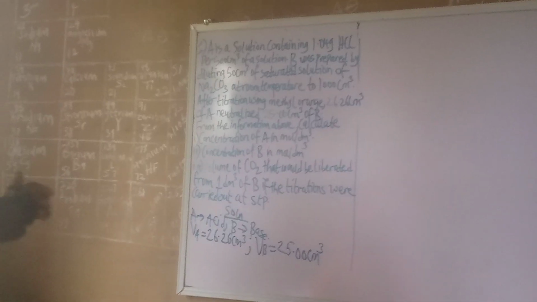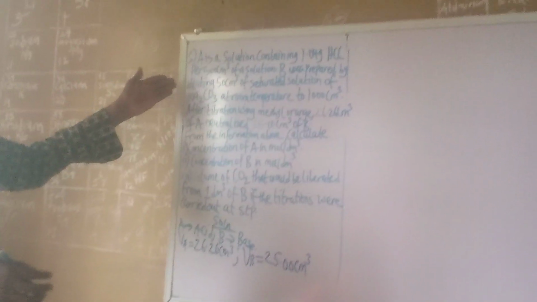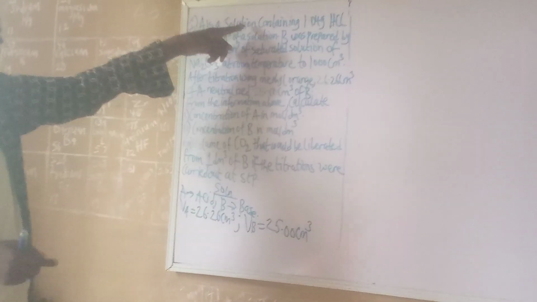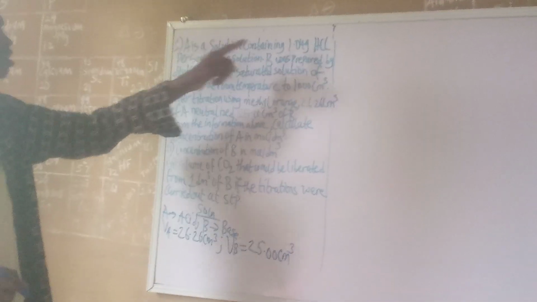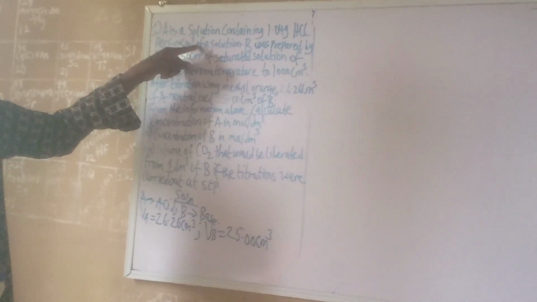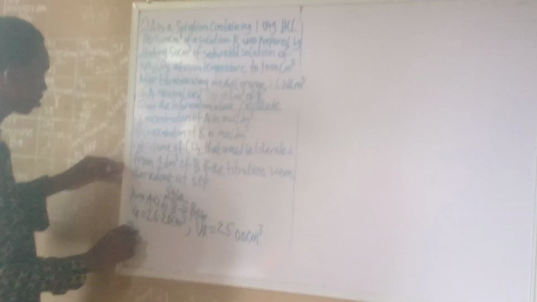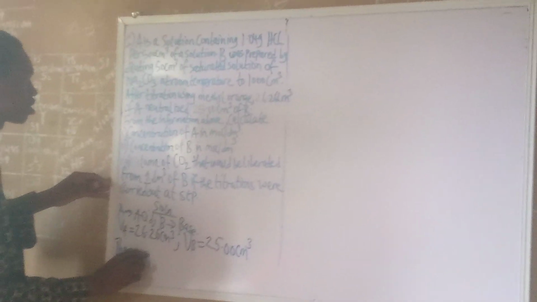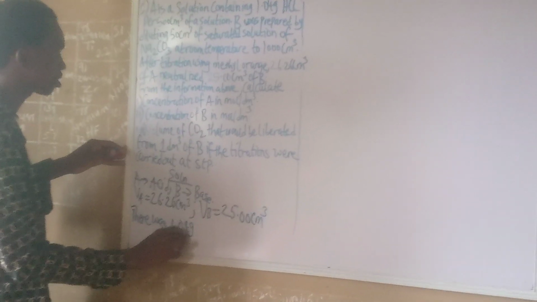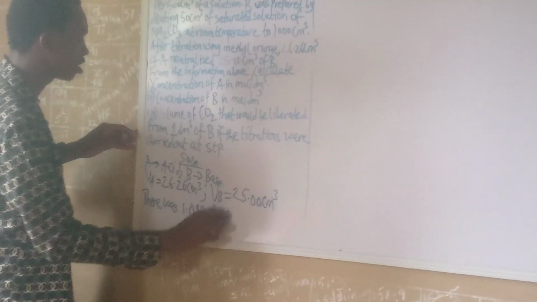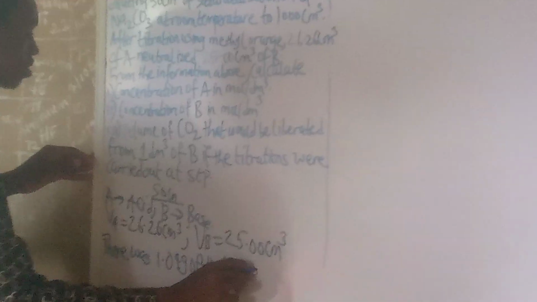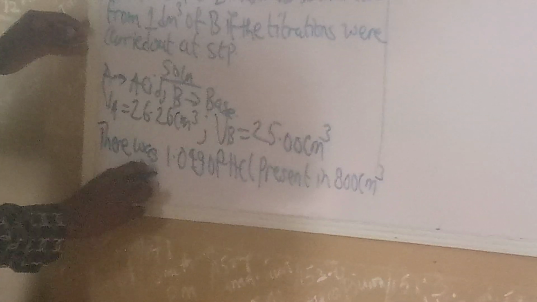If you look at the first sentence, it said A is a solution containing 1.04 grams of HCl per 500 cm³. It means that there was 1.04 grams of HCl present in 500 cm³ of solution.